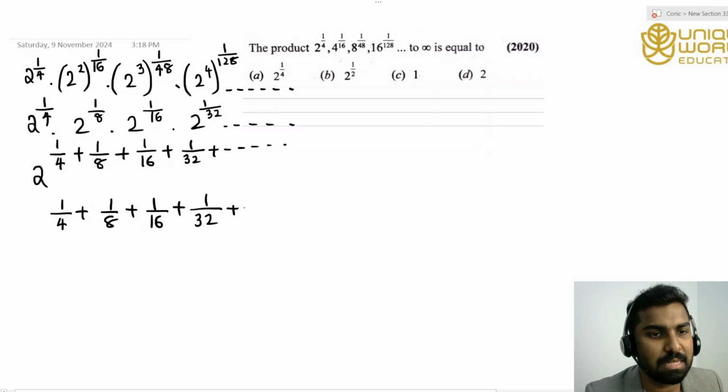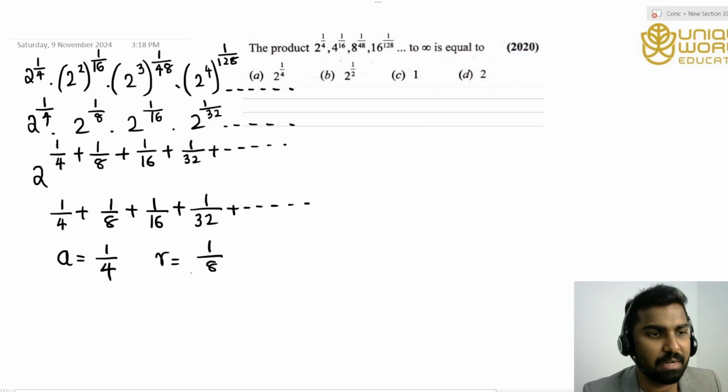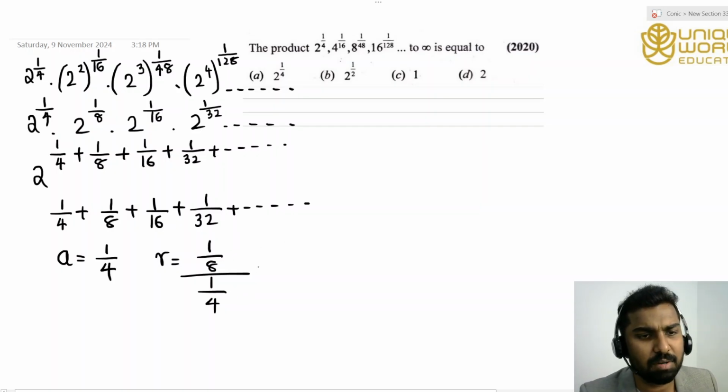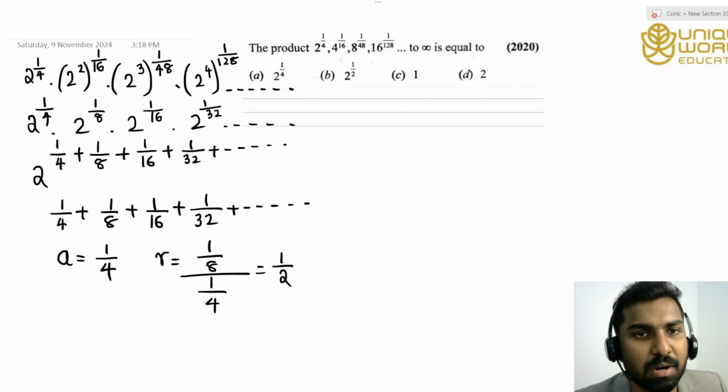If you are observing this, it's a GP in which first term A will be equal to 1 by 4. All right. And what about common ratio? Common ratio will be second term divided by first term. So 1 by 8 divided by 1 by 4. So your answer will be what? 4 divided by 8, that will be equal to 1 by 2. Common ratio will be 1 by 2. So you are getting basically a GP in which first term is 1 by 4 and the common ratio is 1 by 2. So we want to find the product of this thing.